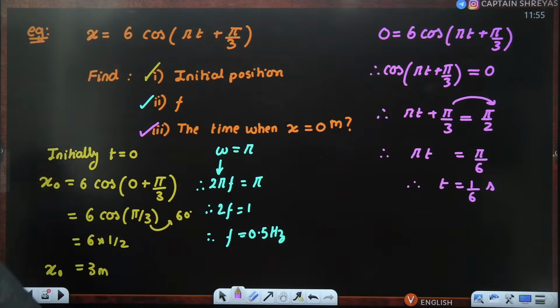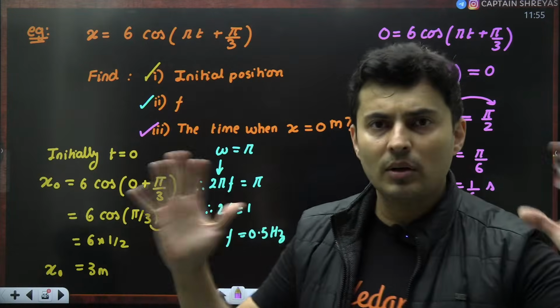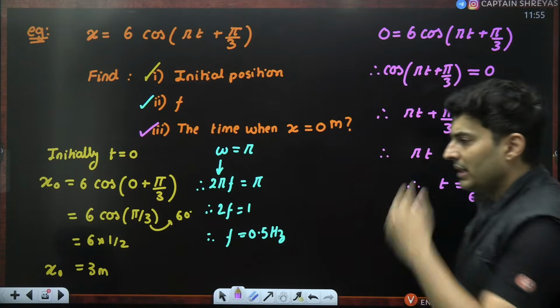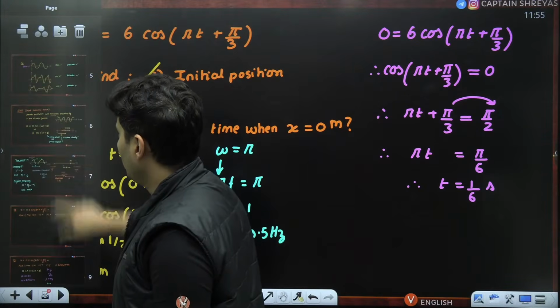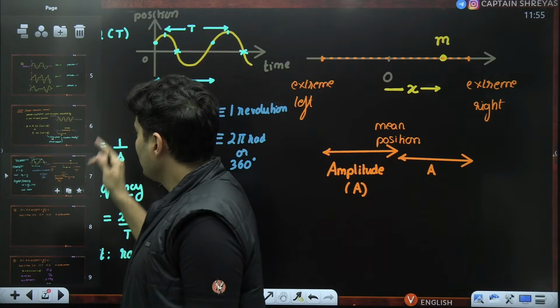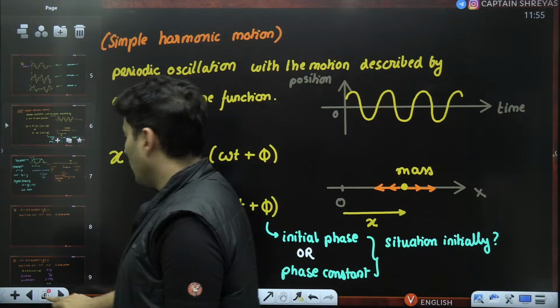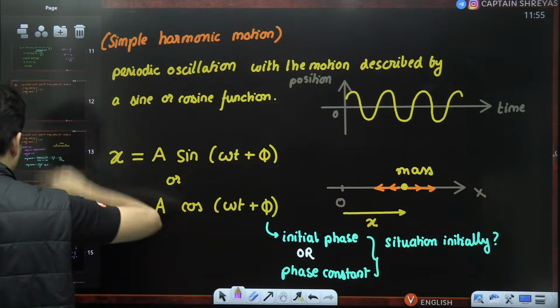Clear, everyone? Are you now confident about solving these questions? Yes or no? Quickly think and tell me. We have done all the kind of numericals that you can get related to time, phase, frequency, angular frequency, sine, cos, everything. Cool? So I think now you got a fair idea.